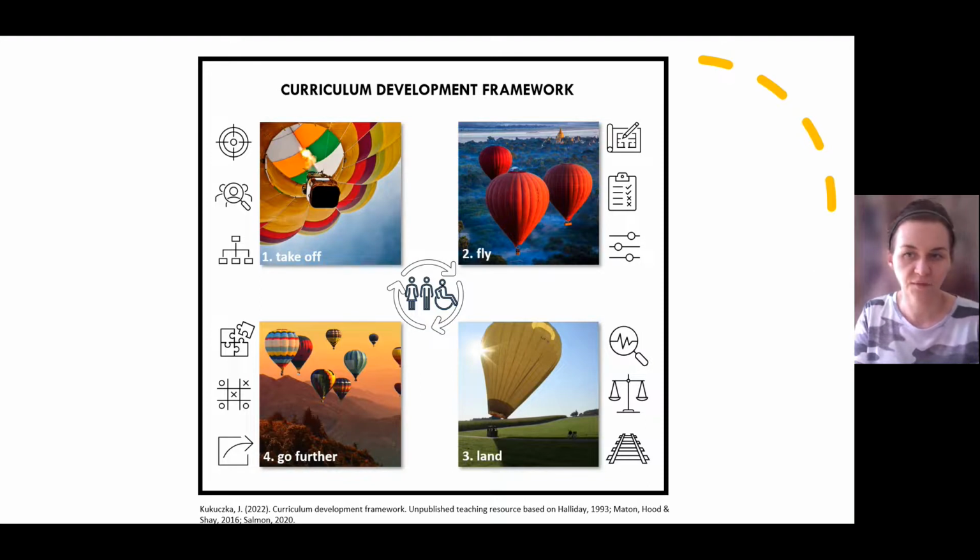Depicting the curriculum as a hot air balloon going through 4 stages of first taking off, then flying, landing, and finally going further makes the process easy to remember, as well as demonstrates the creative power of a visual metaphor. The icons on the sides visualize micro actions to be taken within each key stage of the process.